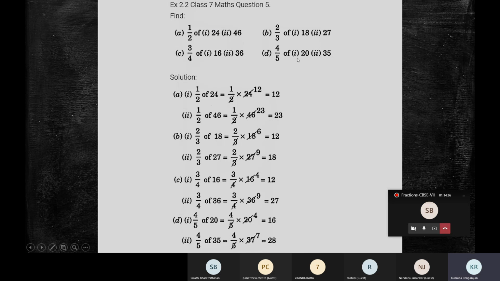Maybe let's do the last one, or let's do this one. Let's do the C subdivision. 3 by 4 of 16, 3 by 4 of 36. Let's do that. 3 by 4 of 16 is one question. Then 3 by 4 of 36 is another one, children. Now you know of means multiplication.